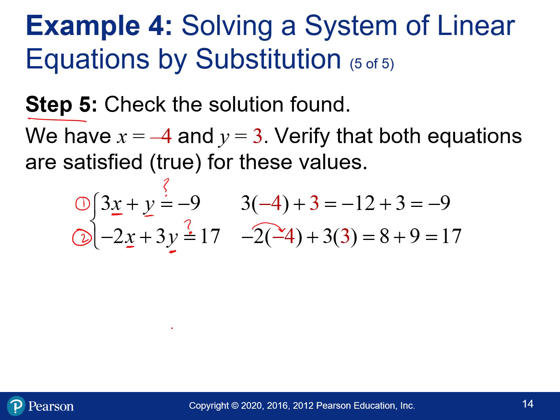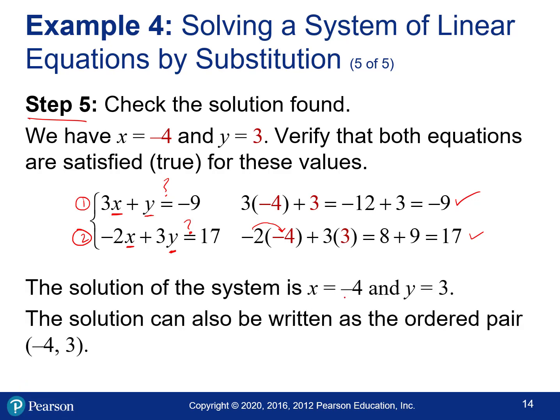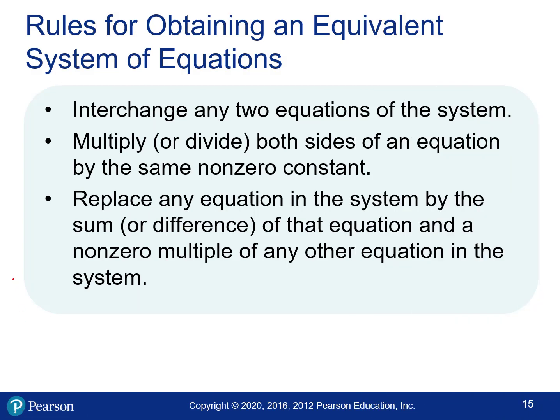This is going to turn into positive 8. And then you check, and yes, this one did equal negative 9, this one did equal 17. So that is in fact our solution to our system. You can write the values separately like this as the answer, or you can write them as an ordered pair, because we know that in an ordered pair, the first number is always x, and the second number is always y. Alright, so now we're going to be talking about the elimination method.